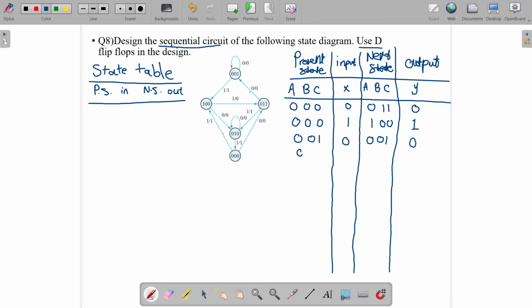We have 0 0 1 here. When this is 1, what is the next state? It is 1 0 0. What is the output? Output is equal to 1. This process continues for all of the other possible combinations. I will fill this table and show you what's happening.